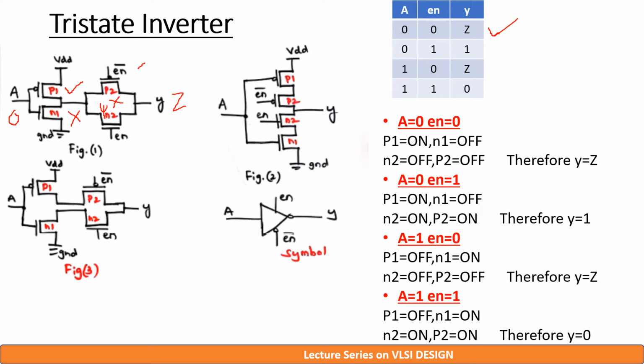Similarly, if A is 0 but enable is 1, enable bar will be 0. With A as 0, the PMOS transistor will be in the on state and NMOS will be in the off state. Enable is 1, so the NMOS transistor will turn on, and enable bar is 0, hence even this PMOS transistor will turn on. Therefore, Y will be shorted to VDD, hence output Y will be logic 1.